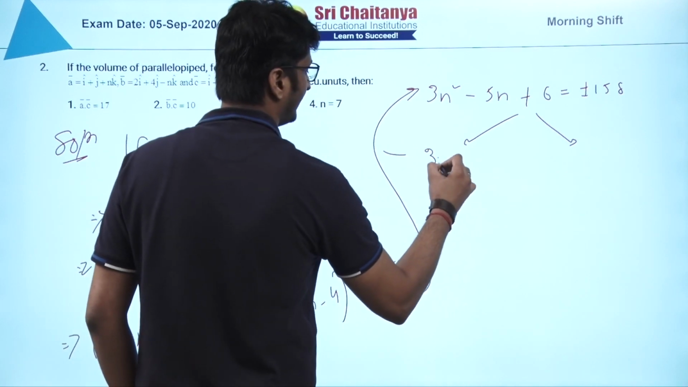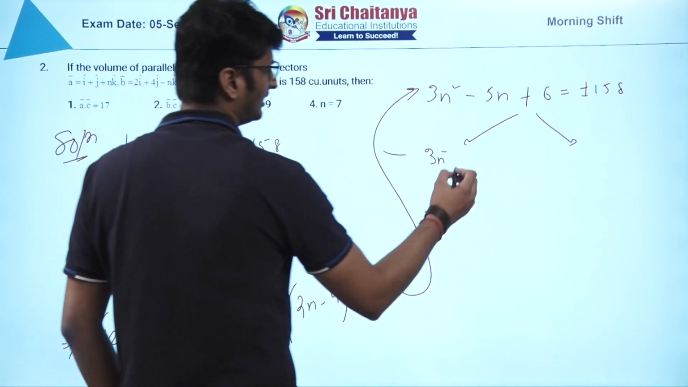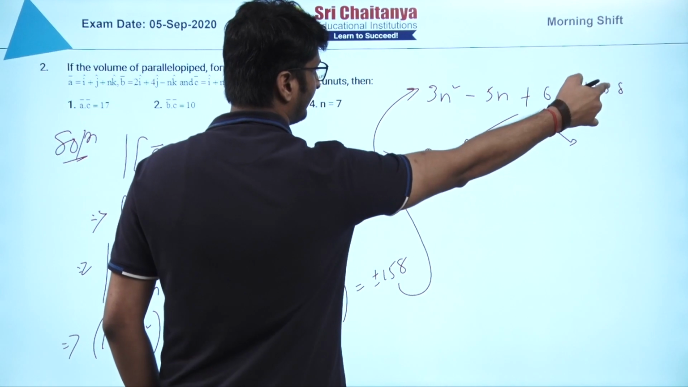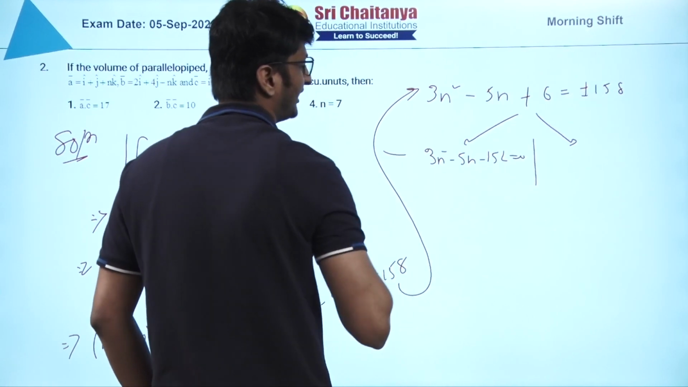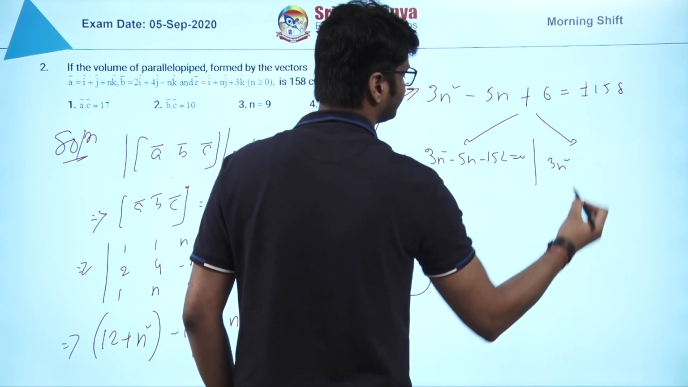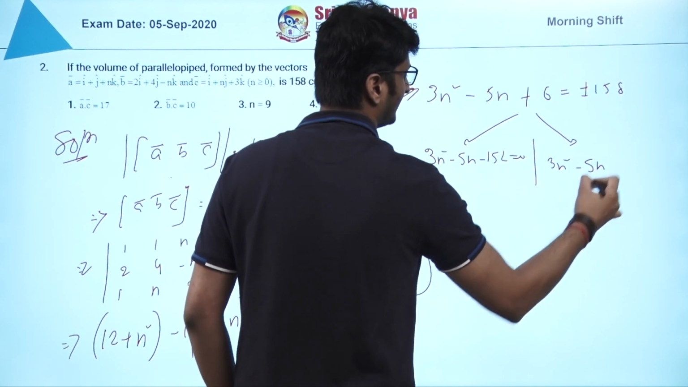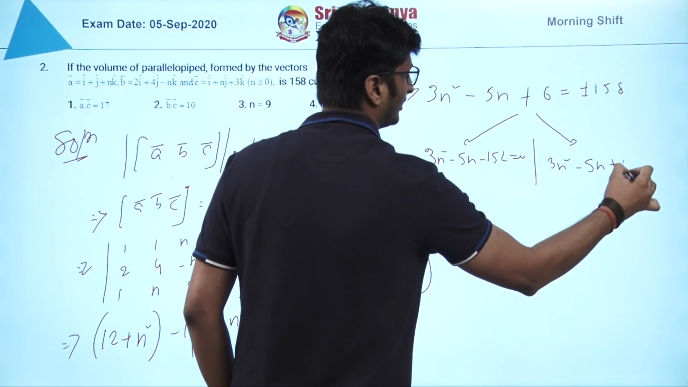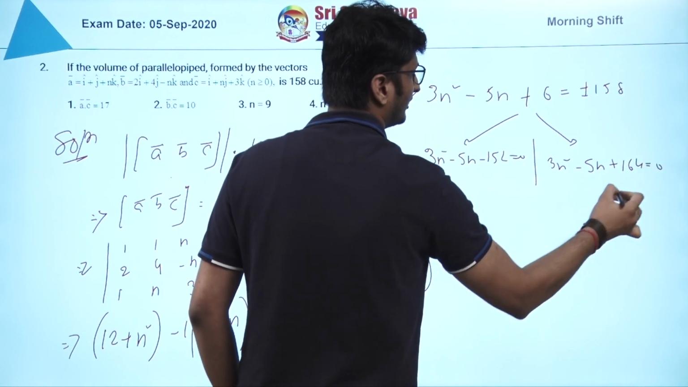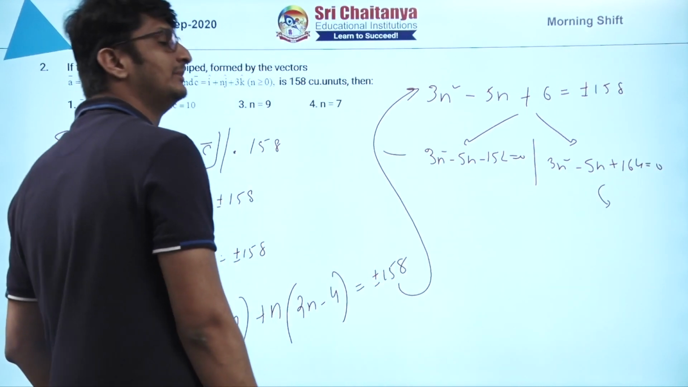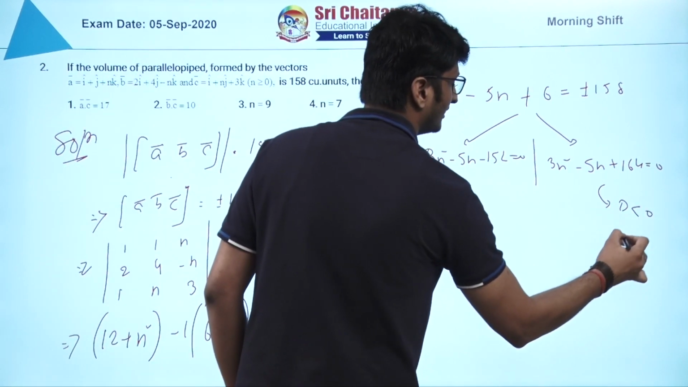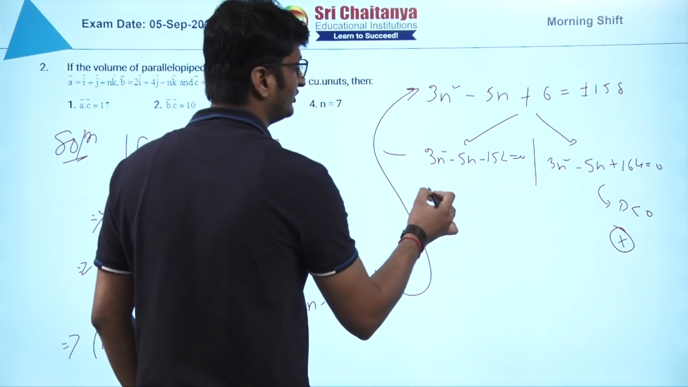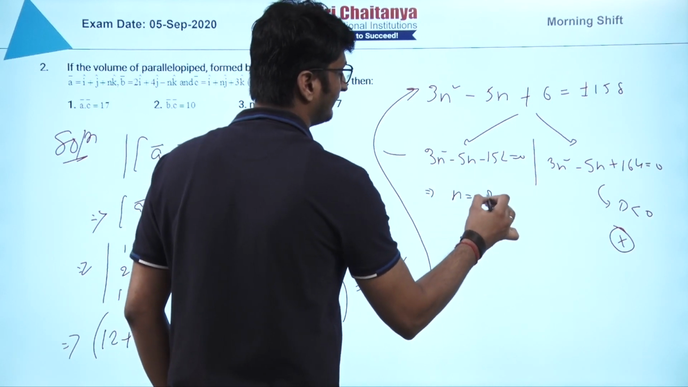Simplifying, you are getting 3 n square minus 5 n. If you are considering the positive one, you are getting 152. Second one is 3 n square minus 5 n plus 164. Obviously, this equation will not have any root because d is negative. Since d is negative, no root, and from here you are using the quadratic, you are getting the value of n to be 8.